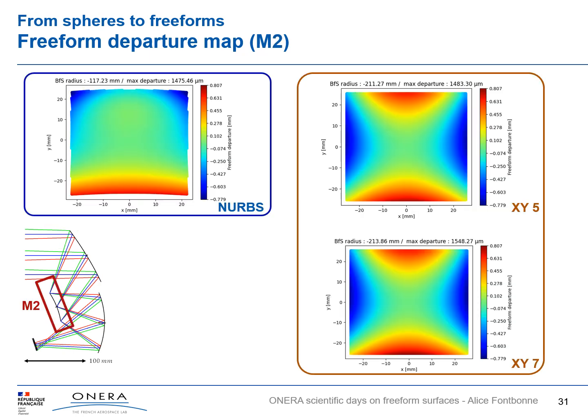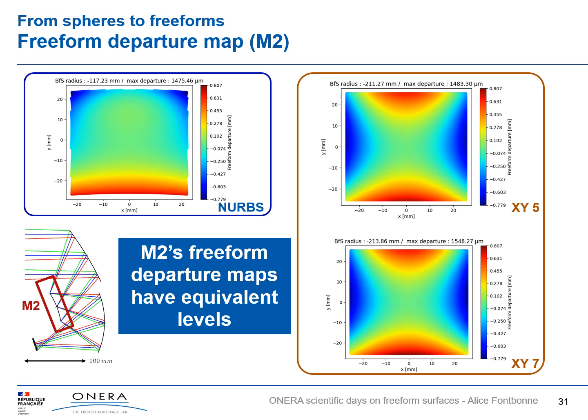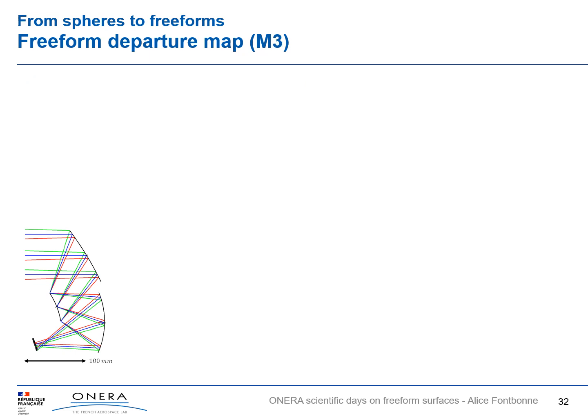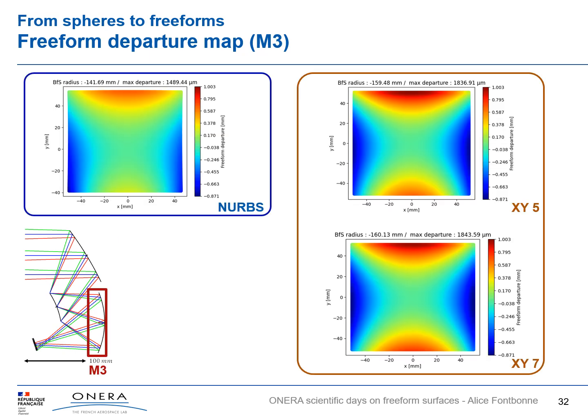For mirror 2 here, you have quite similar results, peak-to-valley values here for the NURBS and for the XY polynomial of order 5 and 7. So M2's freeform departure maps have equivalent levels. And it's quite the same for mirror 3.